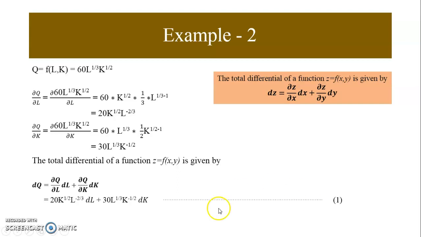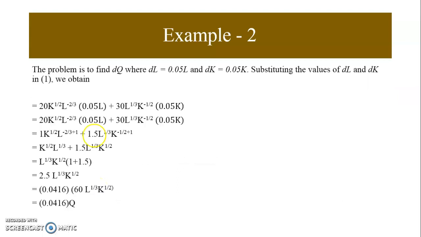Now you know that both labor and capital are increased by 5%. So it means you know this change, because dL represents the change in labor and dK represents the change in capital. So you'll simply substitute dL as 0.05L because this is a 5% increase. If it would have been 3%, it would be 0.03. If it would have been 7%, then 0.07. So similarly, you can use any percentage of increase by keeping dL equal to that percentage change. Similarly, dK is equal to 0.05K.